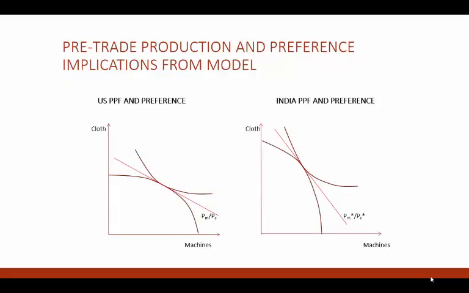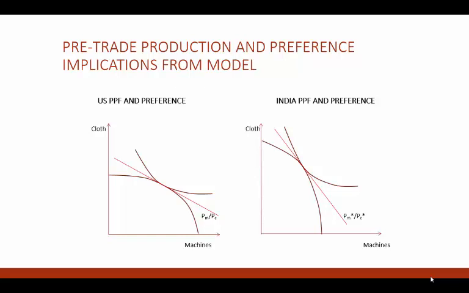This is depicted on this slide. As drawn, with cloth on the vertical axis and machines on the horizontal axis, the United States PPF is skewed toward more machine production, while India's PPF is skewed toward more cloth production. Thus, with similar shaped social indifference curves being drawn in both planes, the point of tangency of the highest possible indifference curve with the PPF in each country occurs at a point where slopes are different.